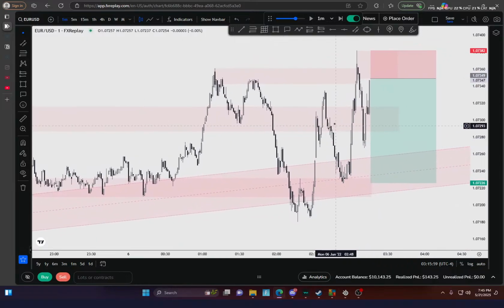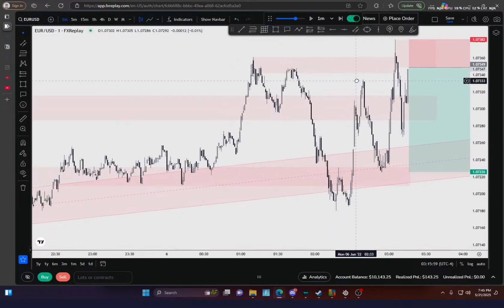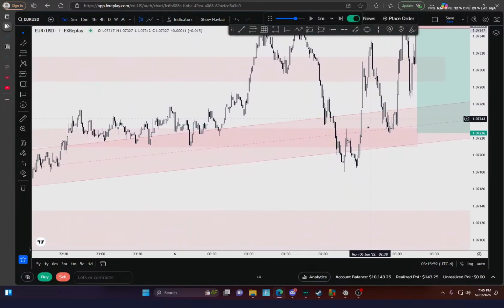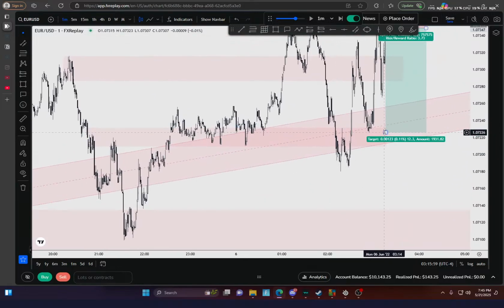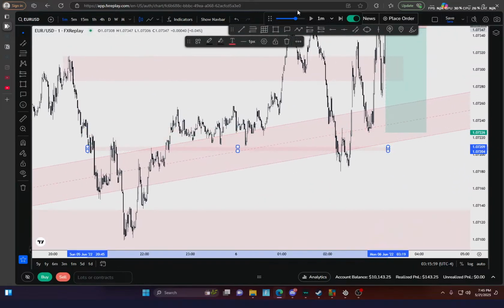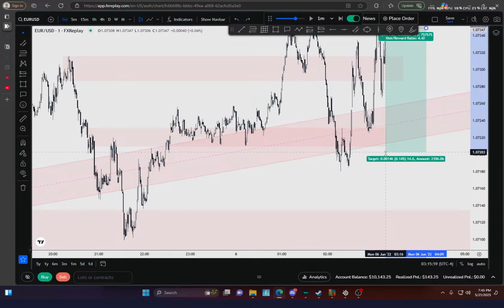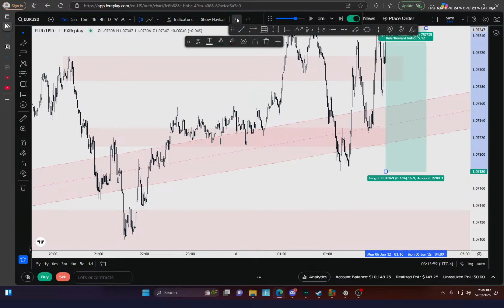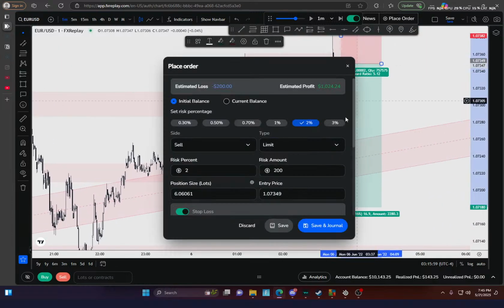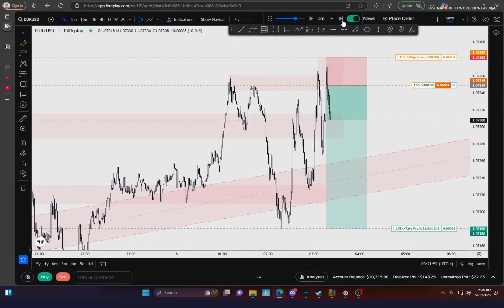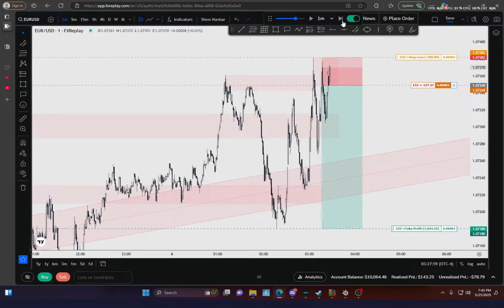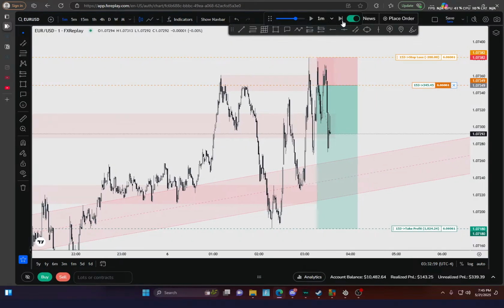What are we aiming for? Let's leave these lows. That's our limit. Alright, nice.